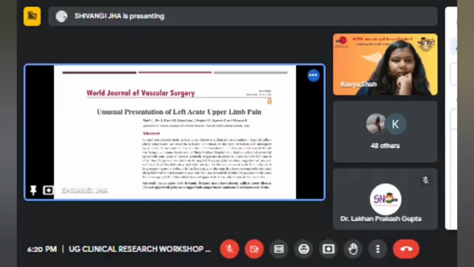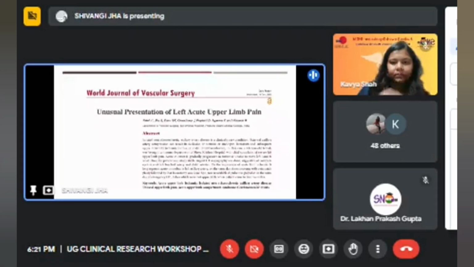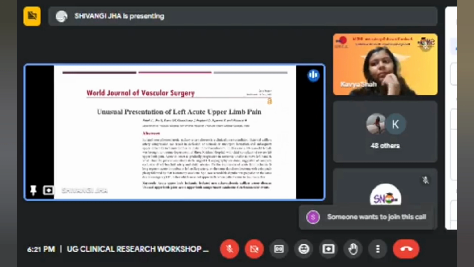So this is one of the case reports that has been published in One Journal of Vascular Surgeon. I am using one of my own case reports as an example. If you look at the title, I've written "unusual presentation of left acute upper limb pain." If I had given it another title, for example, "presentation of left acute upper limb pain" or "left acute upper limb pain," it would have been halfway there or wouldn't have been published. Why and how it has been an unusual presentation, I have described with the use of an abstract here.